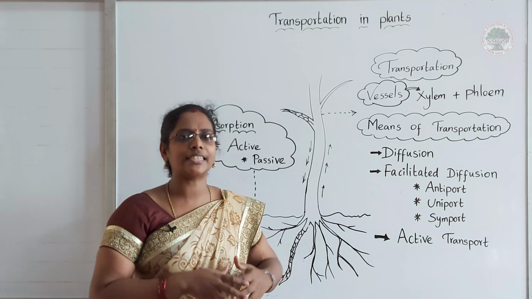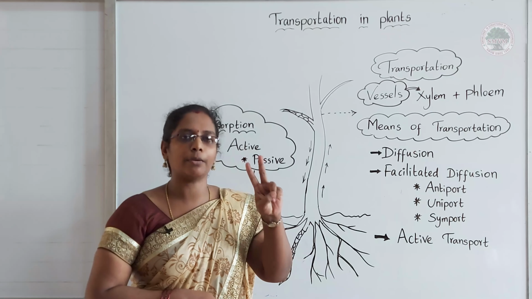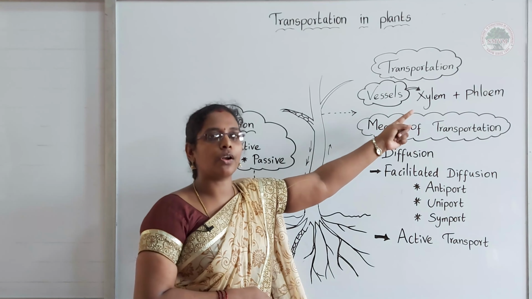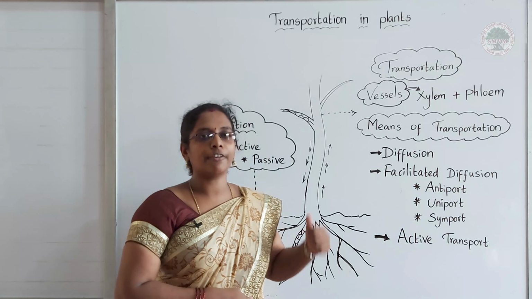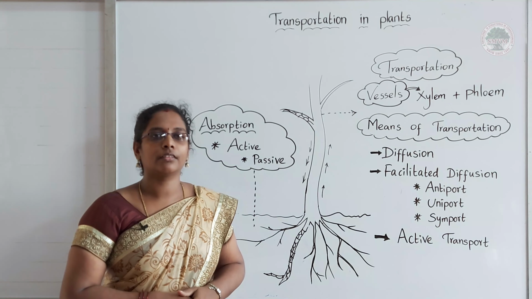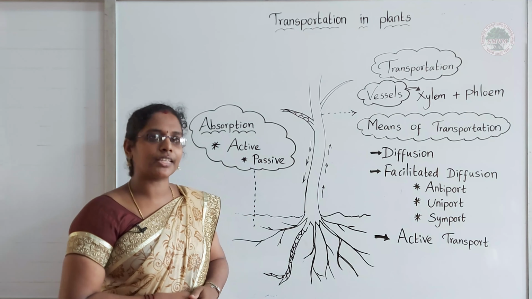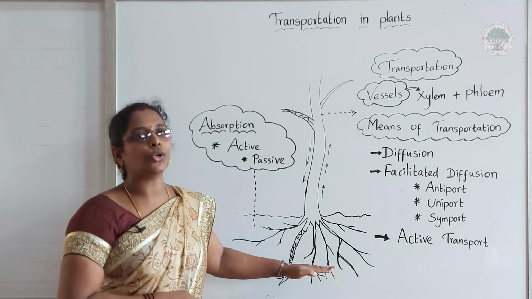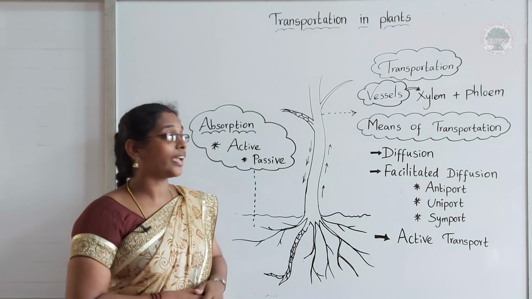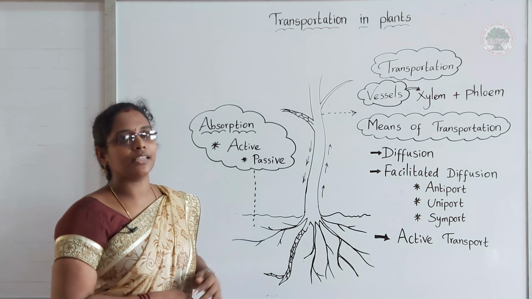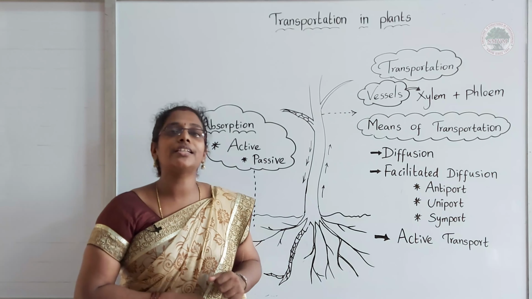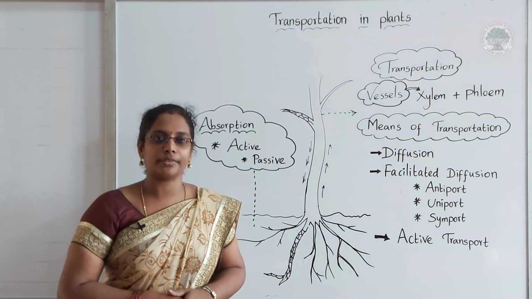Okay, how do all these things happen? Because of two important things. One is called absorption, another one is called transportation. First we will discuss how absorption takes place. Absorption takes place first in the root. Actually, it is done in two processes, active and passive absorption. So first we are going to discuss what is called active absorption.